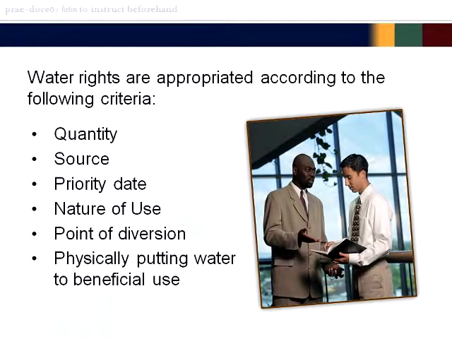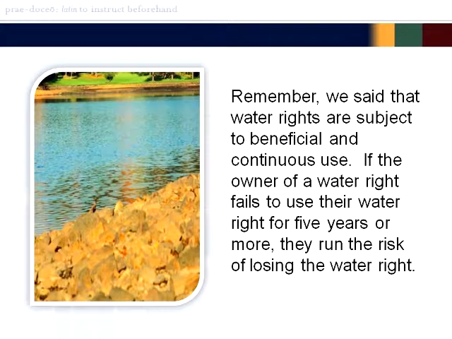Water rights are appropriated according to the following criteria: quantity, source, priority date, nature of use, point of diversion, physically putting water to beneficial use. Remember, we have said that the water rights are subject to beneficial and continuous use. If the owner of a water right fails to use their water for 5 years or more, they run the risk of losing the water right.